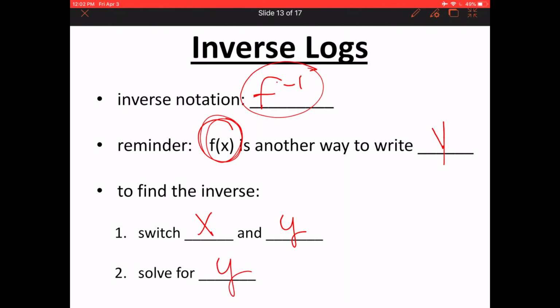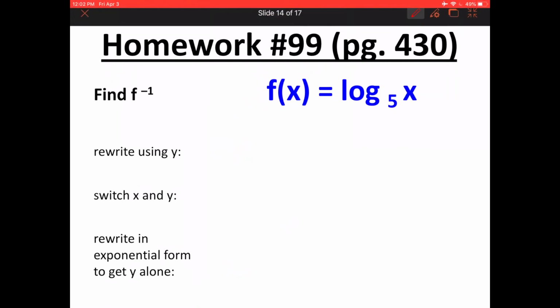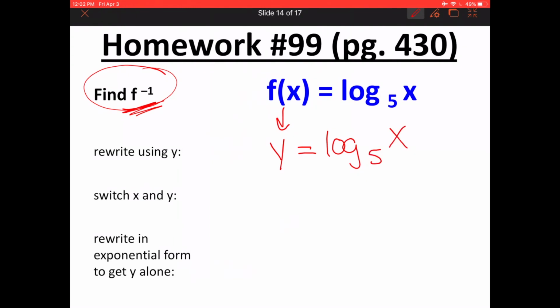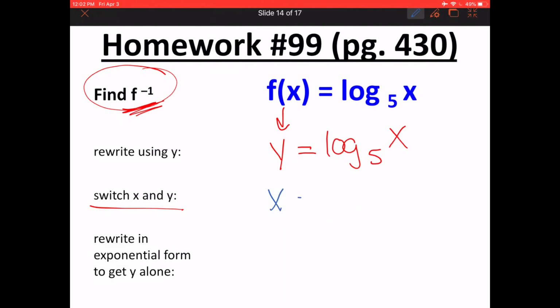Okay? So let's do our examples here. My first one: find f negative 1. Notice the directions don't say to find the inverse. You have to know that f negative 1 is the inverse. So let's rewrite this using y. Instead of f of x, I'm going to put y equals log base 5 of x. Now I'm going to switch x and y. So I'm going to have x equals log base 5 of y.